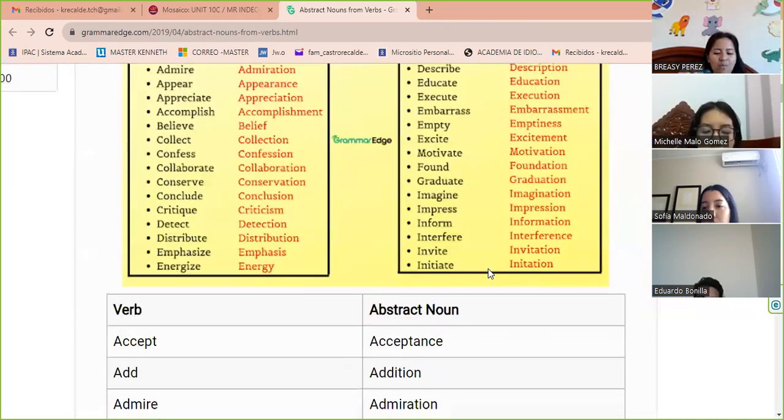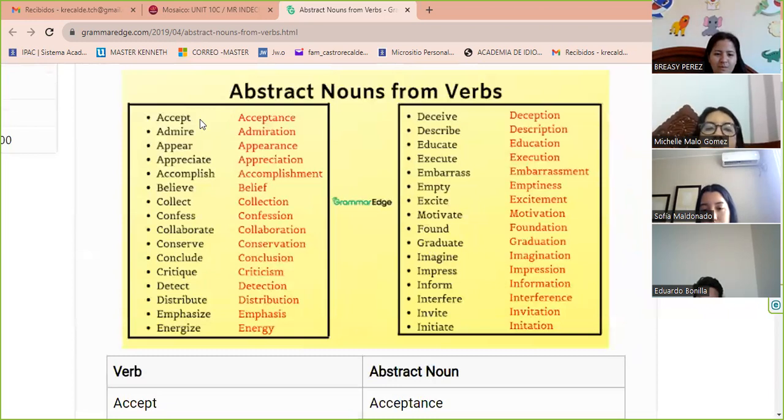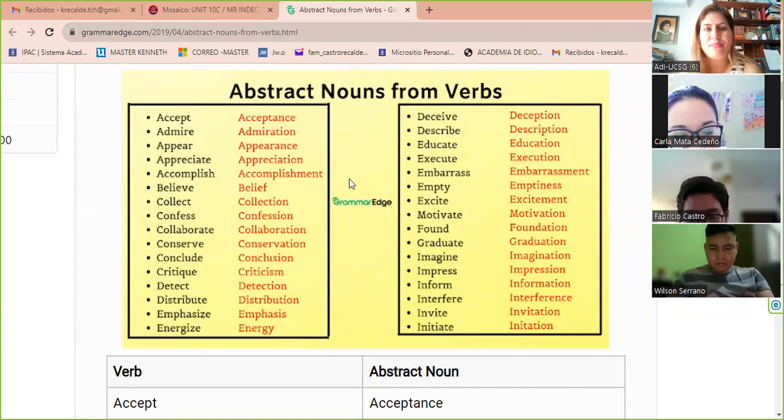And you can have it here. For example, accept as a verb, if I want to make it a noun, acceptance. Admire, admiration. Appear, appearance. Appreciate, appreciation. Accomplish, accomplishment. Believe, belief. Collect, collection. Confess, confession. Collaborate, collaboration.